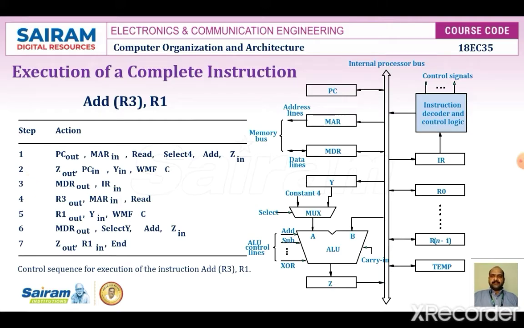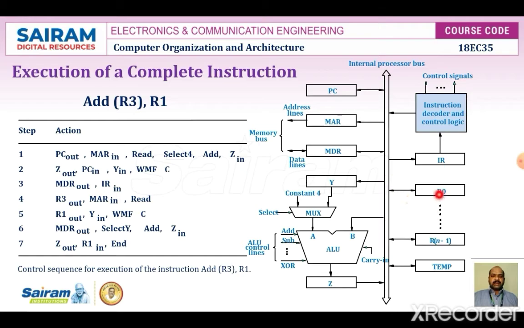Let us see step 4 to step 7, which constitute the execute phase. Let us discuss step 4. In step 4, the register R3 is taken, and the content of R3 is loaded into the memory. R3 may be any one of the registers between R0 and Rn-1. From this register, the content is placed on the bus and taken into the MAR register.